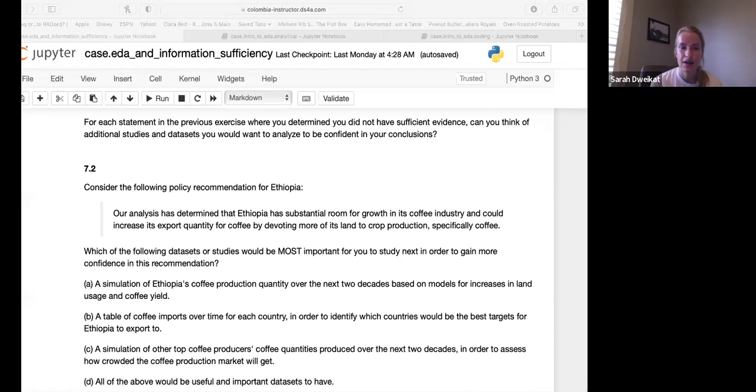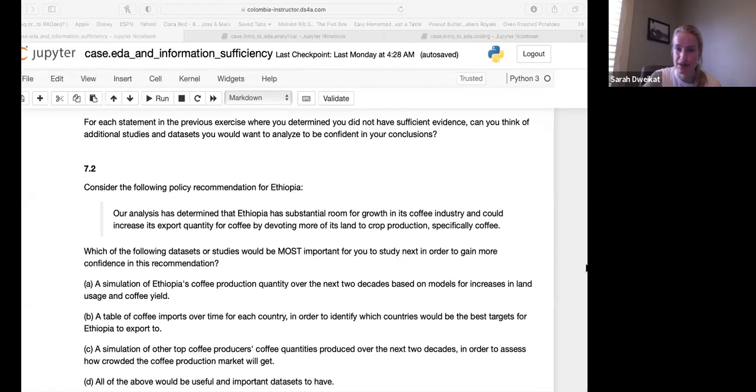Is it A, a simulation of Ethiopia's coffee production quantity over the next 2 decades based on models for increases in land usage and coffee yield? B, a table of coffee imports over time for each country in order to identify which countries would be the best targets for Ethiopia to export to? C, a simulation of the other top coffee producers' coffee quantities produced over the next 2 decades in order to assess how crowded the coffee production market will get? Or D, all of the above would be useful and important data sets to have.